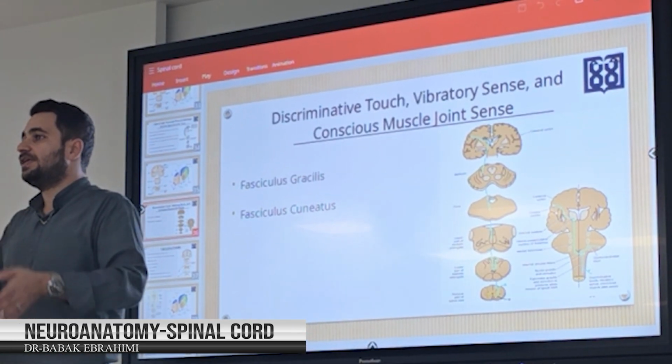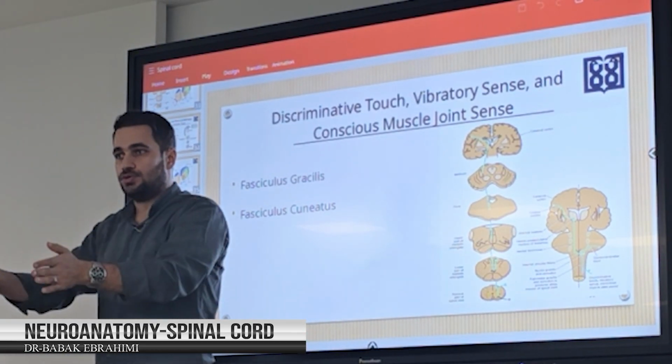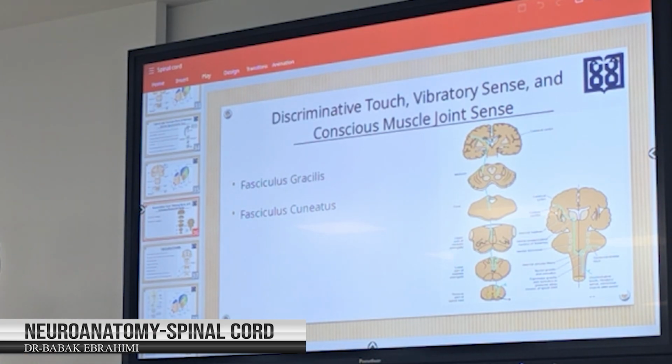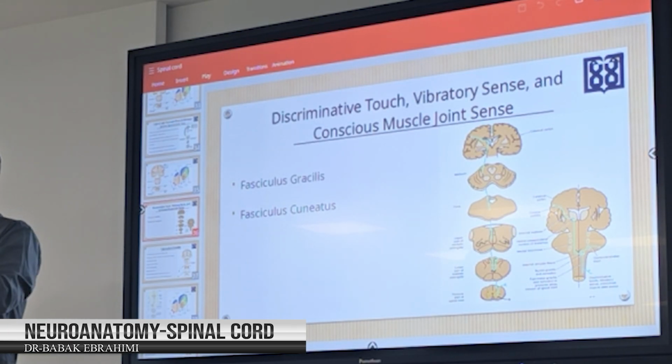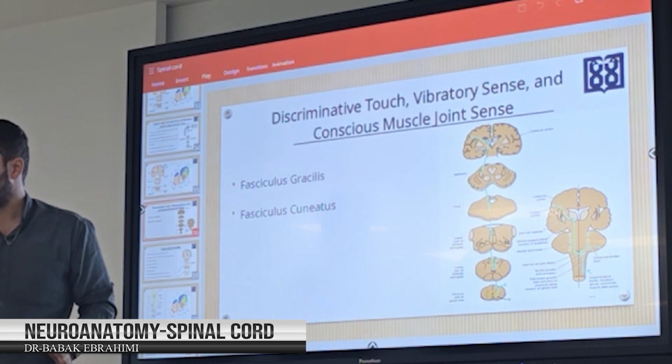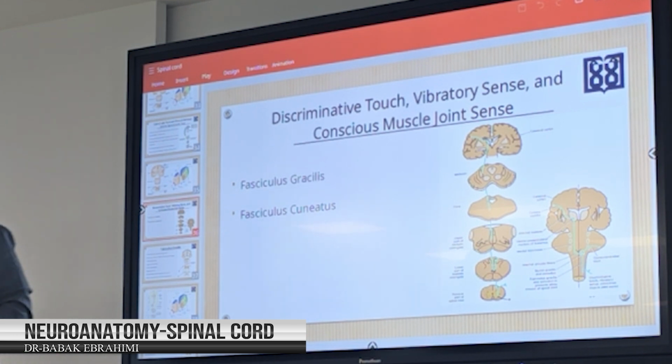I told you we have the posterior median sulcus and the posterolateral sulcus. And also I told you, at the level of C1 to T6, we have another sulcus, the posterior intermediate. By means of this sheet, it divides the posterior funiculus into two parts. One of them is located here, gracilis. Another one is located here, cuneatus. The sense of the lower limb comes to this part, and the sense of the upper limb comes to this part, and then goes upward.